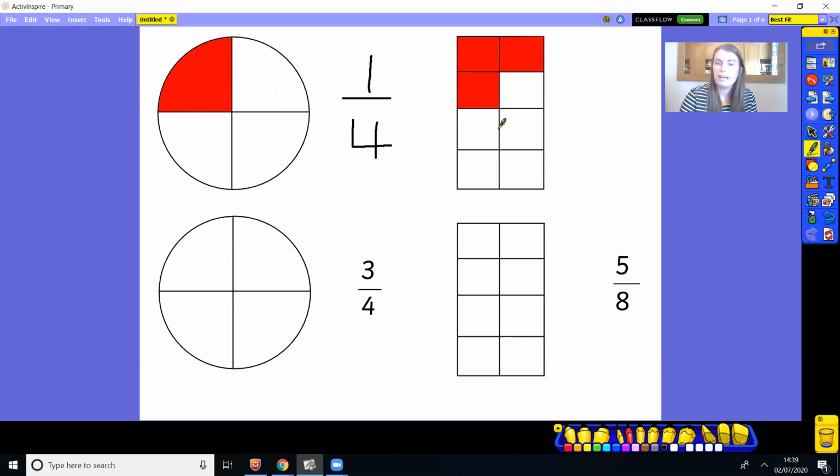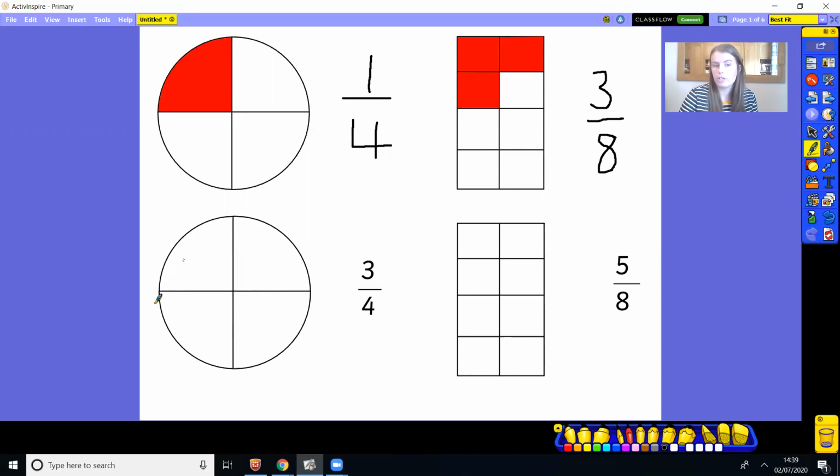On this shape here, we have 1, 2, 3 pieces coloured in, so our numerator would be 3, and we have 1, 2, 3, 4, 5, 6, 7, 8 pieces all together, so our denominator would be 8. So this shape represents 3/8.